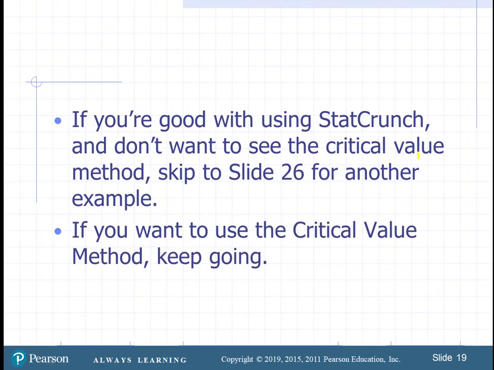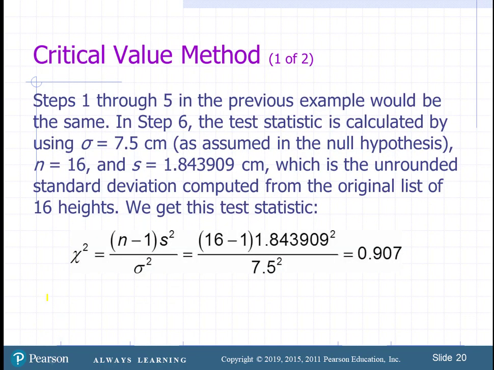I'm going to do the critical value method. If you don't want to, skip up to slide 26, and you can fast forward the video. But we're going to look at the critical value method because I think that gives us an understanding of what's happening in StatCrunch. So we're going to calculate our chi-squared statistic.